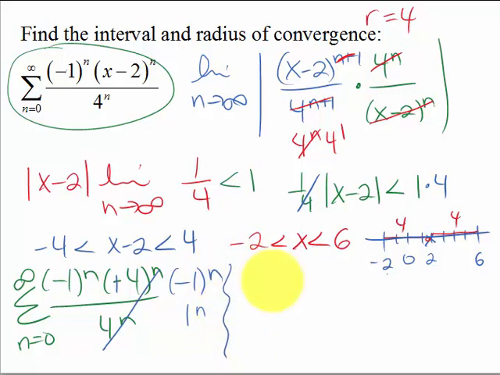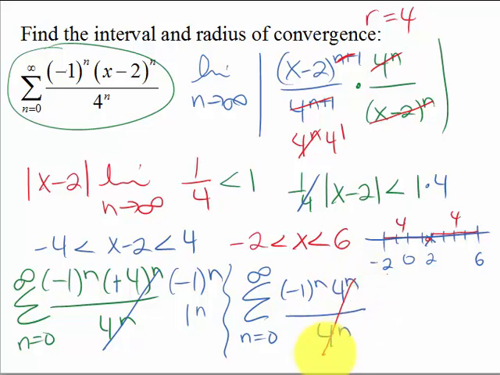Let's try the endpoint 6. So if we looked at this sum, and we had our (-1)^n, and we put in 6 minus 2, that's 4^n, over 4^n. And so then we could see that these would cancel, and we would have (-1)^n. So it's going to keep going. It's not going to converge to one specific value, and so this one is also not going to be included. So our interval of convergence is going to be from -2 to 6.